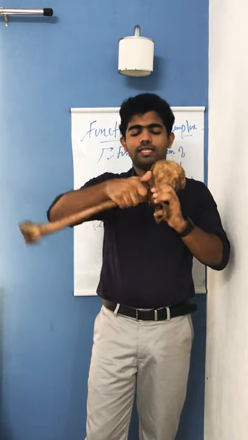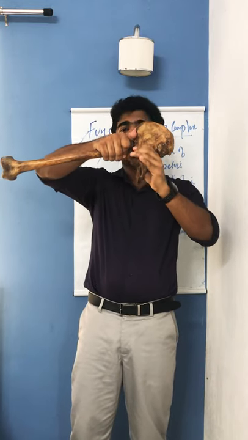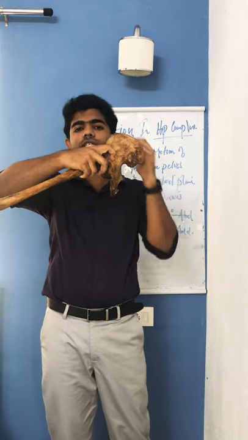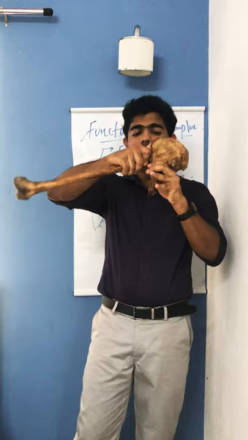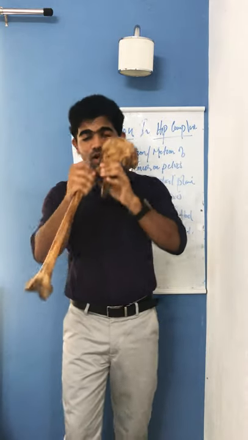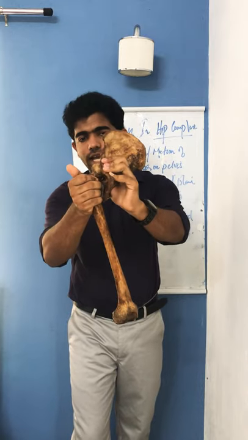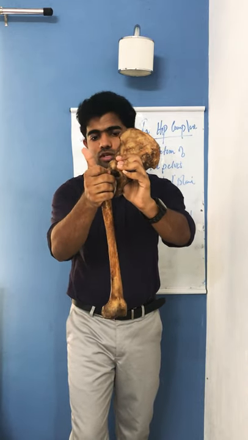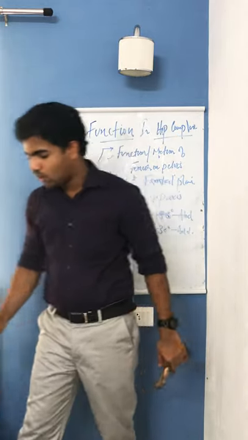Let us illustrate from the neutral position. You're going for abduction like this. What happens to the head of the femur? When you're going for outward rotation, the head of the femur is going for inward rotation. When your shaft is moving anterior superiorly, the head of the femur moves inferiorly. There is gliding and sliding in the opposite direction. When you're going for adduction like this, what happens to the head of the femur? It is going upwards, but the head is going for inward movement. So that is also opposite motion.